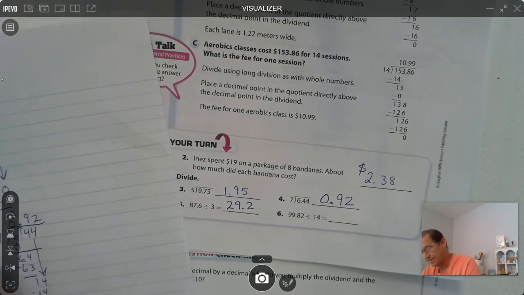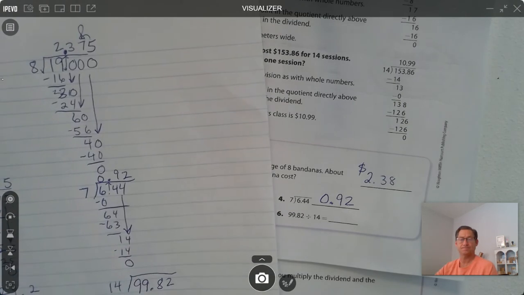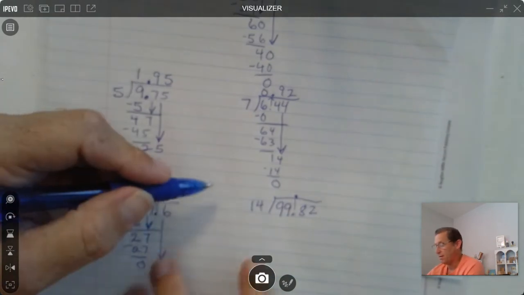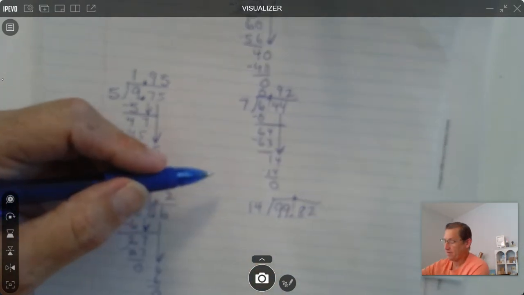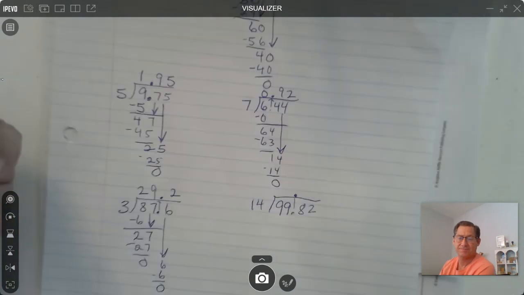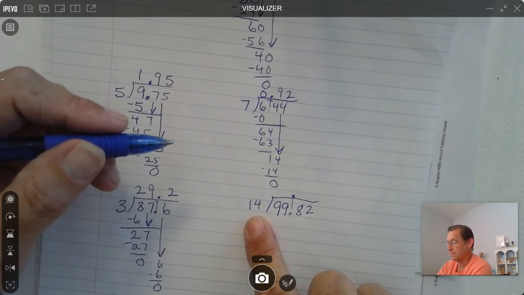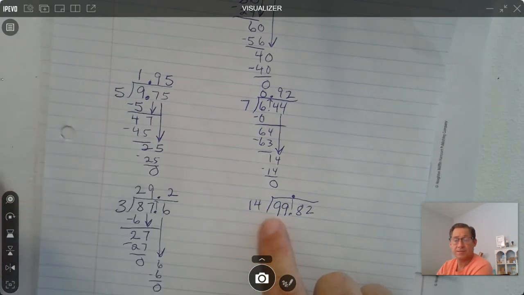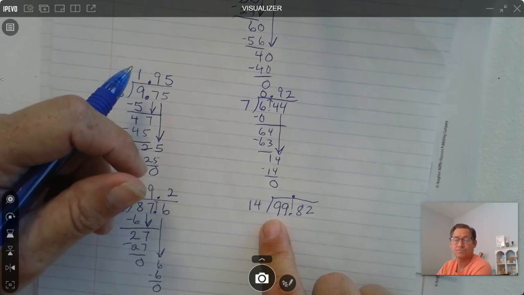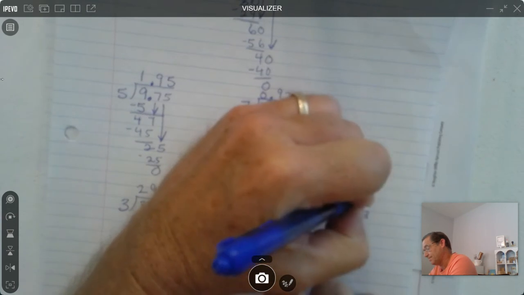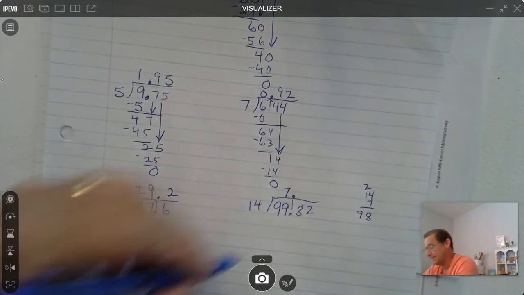And number 6, 99 and 82 hundredths divided by 14. Okay, we can bring the decimal straight up. All right, 14. How many 14s can you take from 9? You can't. So let's look at 99. 14 times what is closest to 98? Well, I'm thinking 7 would be my closest. Yeah, that gets us 98.